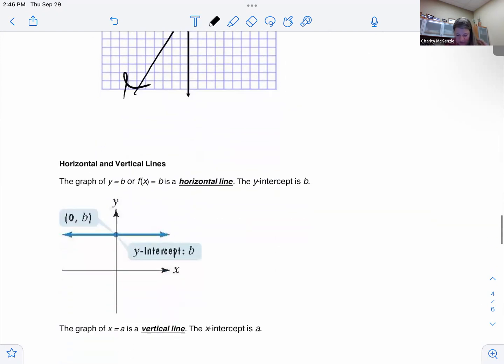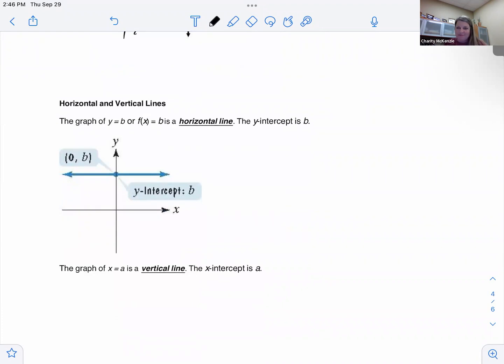Okay. So what happens if you have a horizontal line? It's weird. It never crosses the x, so it doesn't have an x in the formula. It's just y equals whatever number. Okay.